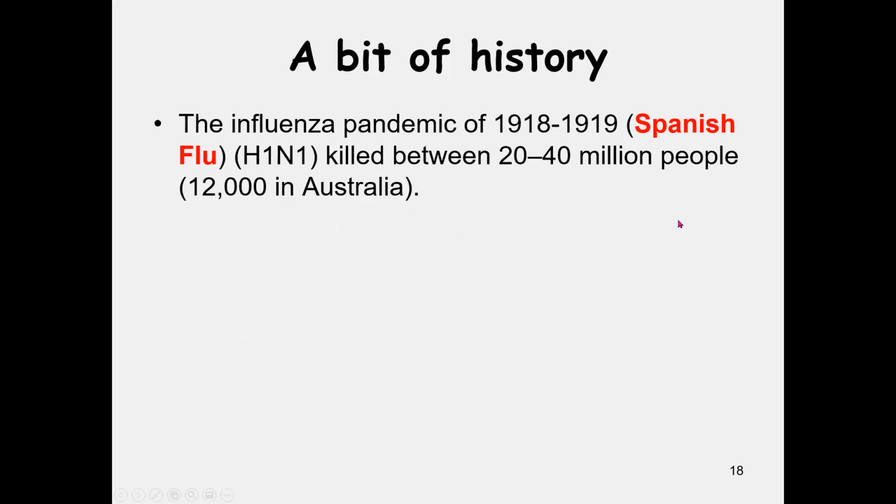The Spanish flu, during the war and post-war, First World War, killed between 20 and 40 million people. Australia was immune completely until after the war, when the soldiers were coming back home from Europe, and they brought it with them, and then it spread, killed thousands of Aussies.